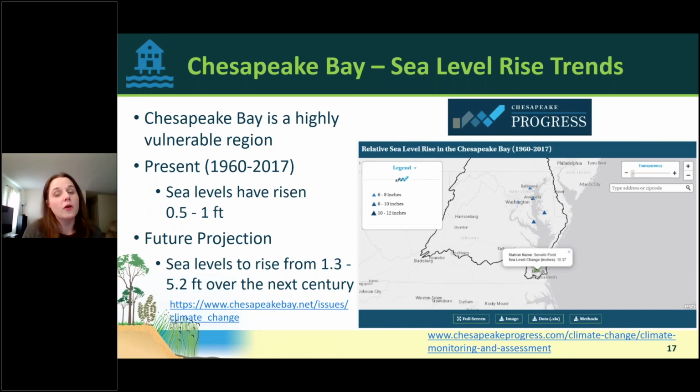So I'll go more into this later in the presentation as well. But one thing that we also need help with is tracking resilience actions. So if there are efforts to do forest buffering along a stream, that's a resilience action that can help lower the temperatures of the water. And so we're trying to put that information together and tracking.